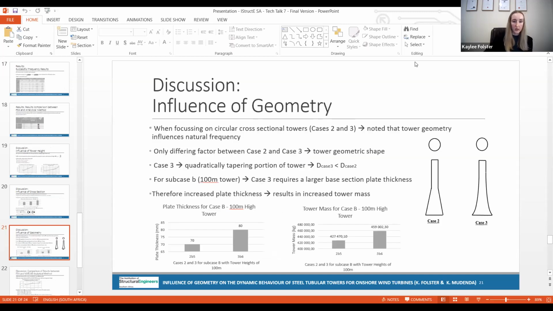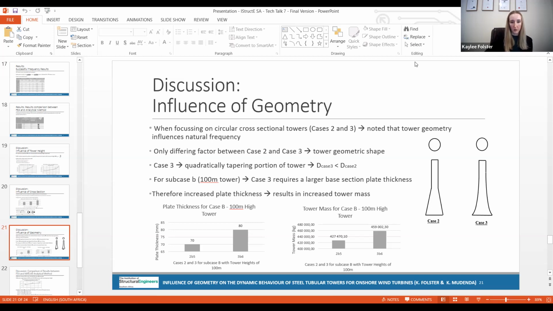And then the third factor influencing your natural frequency is your longitudinal or your vertical geometry of the tower. So here we looked at only cases 2 and 3 because they were both of circular cross-section. And if you have a look at the graphs again at the bottom, what you notice is when considering a 100 meter high tower, for case 2, you're able to get away with a 70 mil plate thickness at the bottom, whereas for case 3, we required an 80 mil plate thickness.